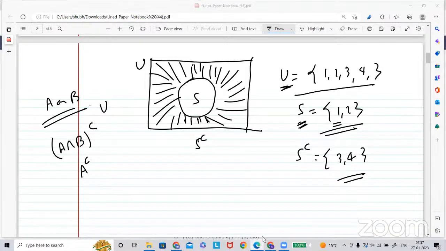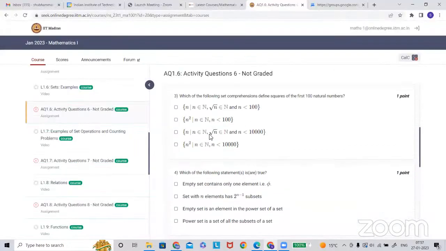Okay, just a minute. Somebody has a doubt on the same, the third option? Yes, sir, I have. Sir, is there any formula to find the complement of a set?